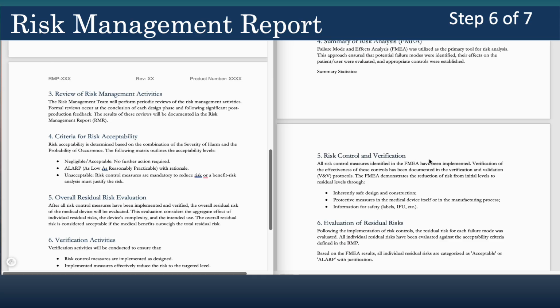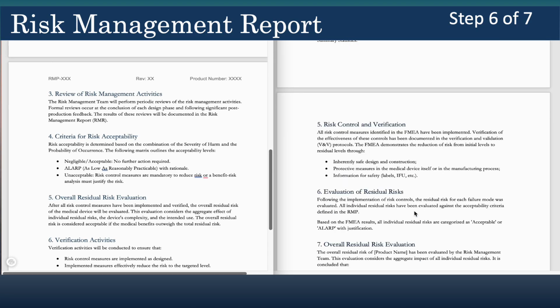Risk control and verification. It should show that you designed it with safety in mind. Okay, a safe design and construction. Control measures were put in place, including manufacturing, and information for safety labels. So the three things that we talked about, all three measurements were put in place.